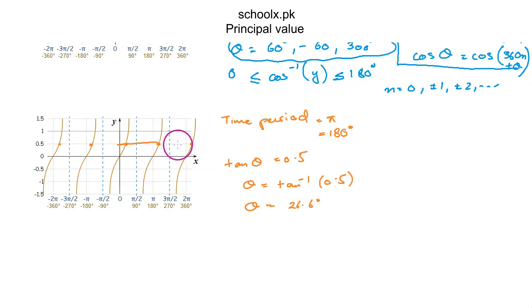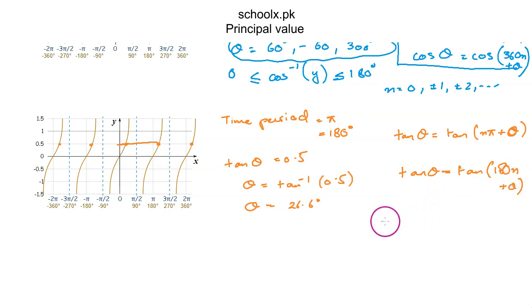For that, we have this formula: tan of theta equals tan of n pi plus theta. Basically, I'm adding its time period to its angle theta, just like in sine and cosine. And this is in radians. For degrees, we have this formula: tan of theta equals tan of 180n plus theta, where n is an integer, and so on.